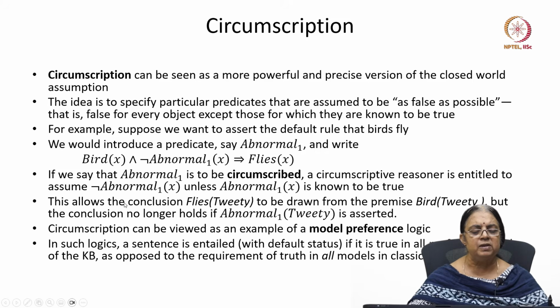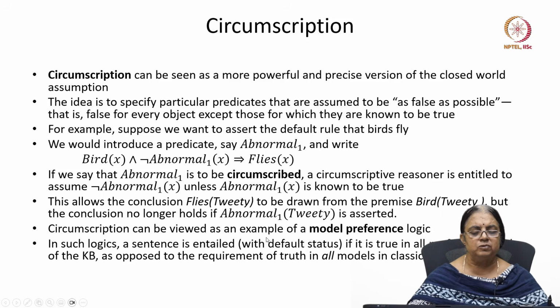Okay. So for example, suppose you take bird Tweety, right? But you don't have abnormal X, abnormal Tweety is not there, right? So it's not abnormal 1 X and therefore you can infer that Tweety flies, right?